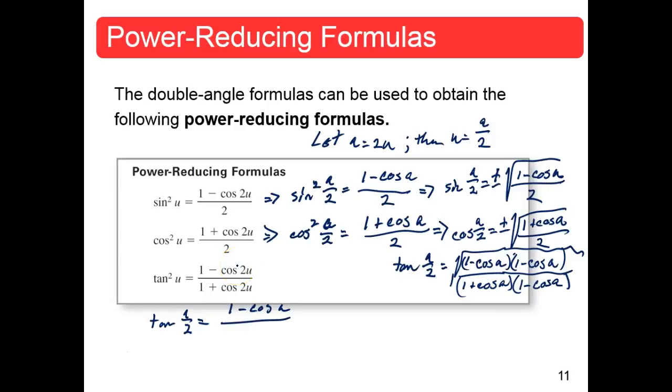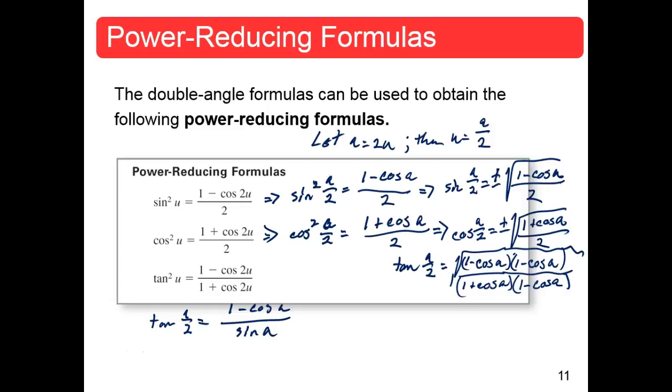But what do we have if we multiply 1 plus cosine A times 1 minus cosine A? Cosine squared A. And what in the world is that? Sine squared A, isn't it? Because they're actually an identity. And that's a square, so you just have a sine in the denominator. 1 minus cosine A over sine A.